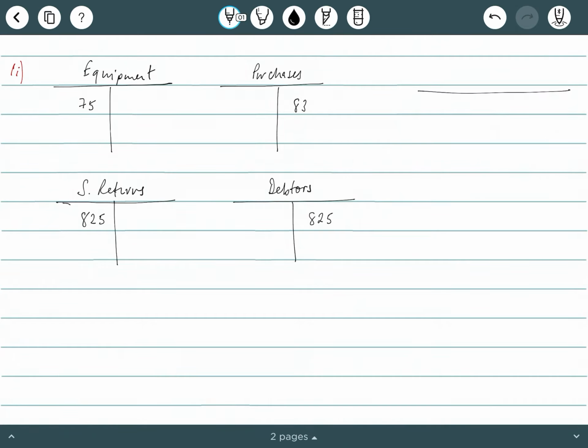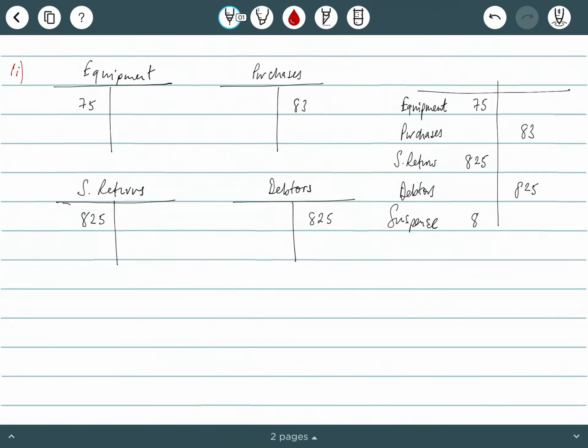Come over here, we'll do a journal for you guys. So we've got equipment, debit entry 75. We've got purchases, credit entry 83. We've got sales returns, debit entry of 825. We've got debtors, which is a credit entry of 825. So in this case here, as we can see, we have a suspense, which is €8 on the debit side.